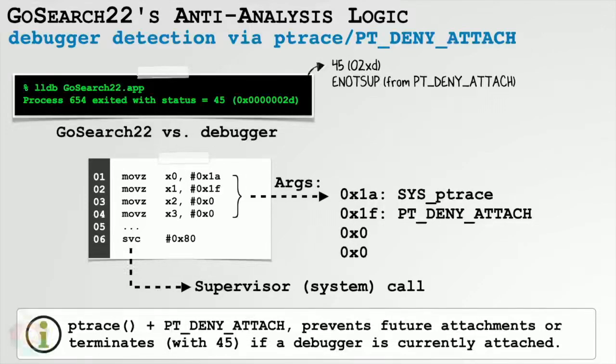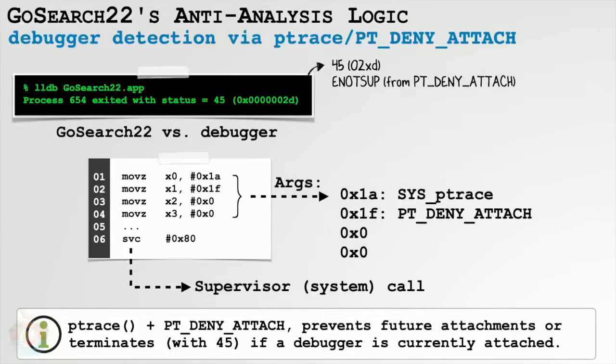I had to Google this instruction. I didn't know what it was. But luckily, Google, Stack Overflow, very helpful. If we look at the arguments, especially in the context of this supervisor call, we can see that the hex value 1A maps to sys_ptrace. So now we know the malware is invoking the ptrace system call. In the context of the ptrace system call, the value of 1F maps to the PT_DENY_ATTACH flag.